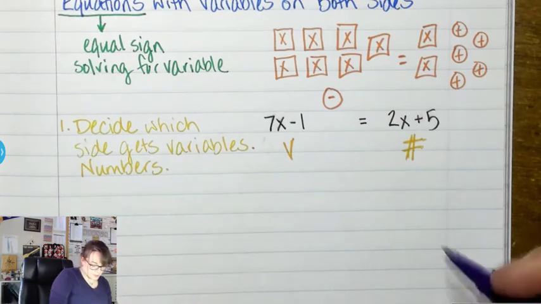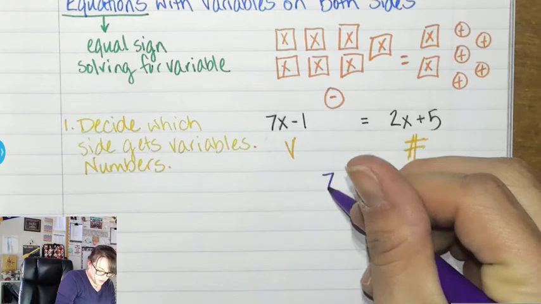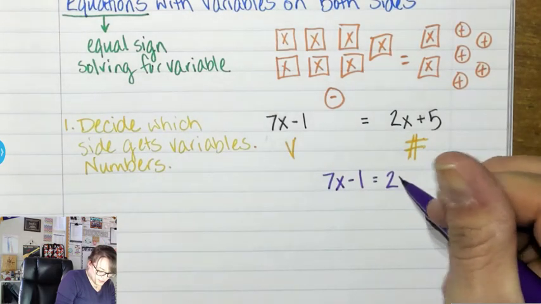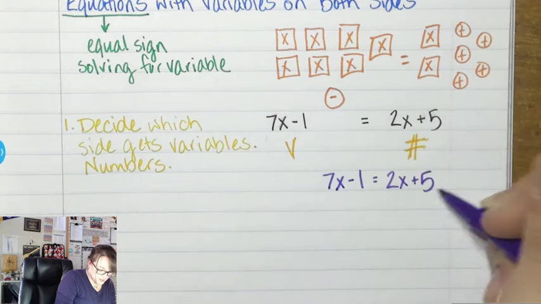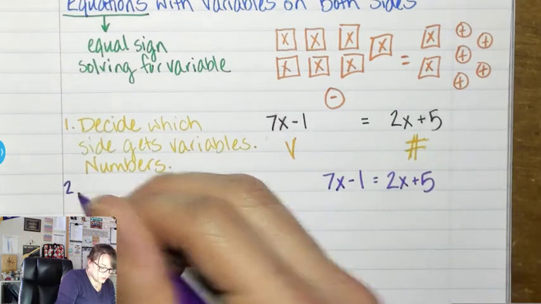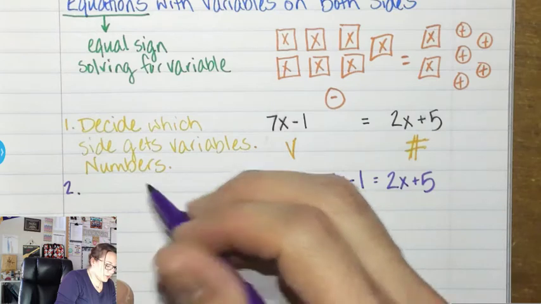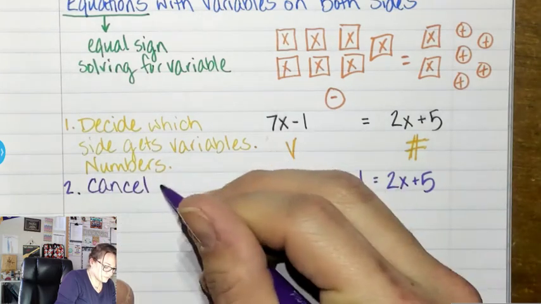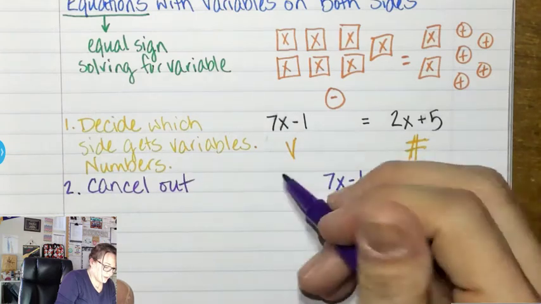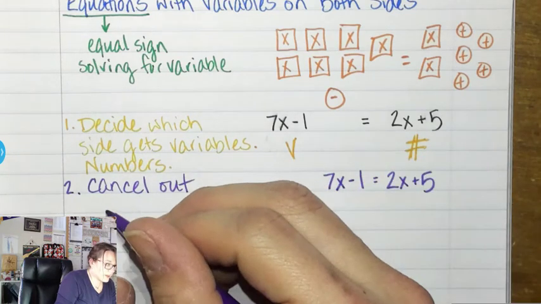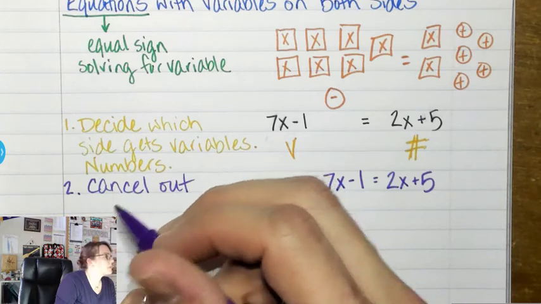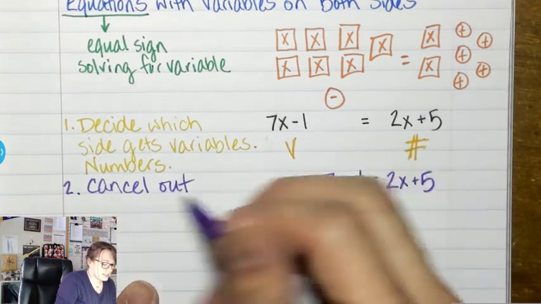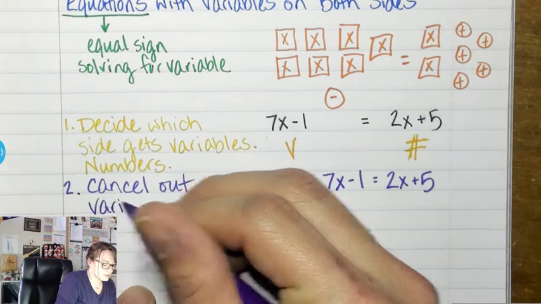Next, I'm going to rewrite it so I have room. That whole thing about you really, really need to write your steps, that's going to come back today. So step 2, you're going to cancel out, let's say variables first. That seems to be the issue today. People start moving numbers around and then things get messy. Cancel out your variable first.